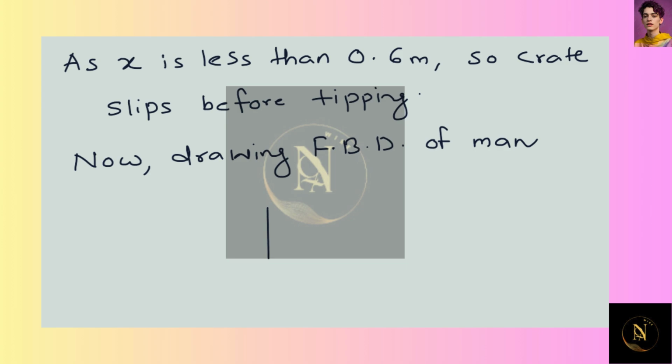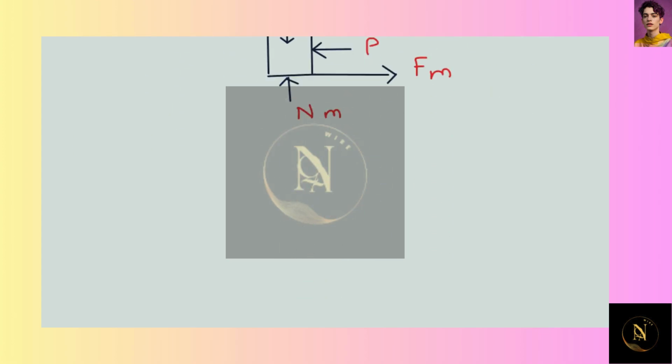Now going further, we will draw the free body diagram of man. So drawing the free body diagram of the man given in the question and showing all the forces acting on this man. So here the forces can be written as, here it is Wm, here it is P, and here it is Fm, and here it is Nm.